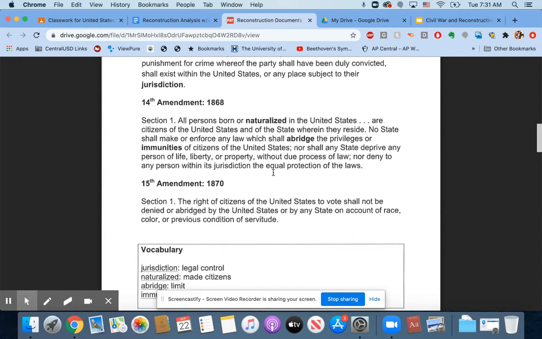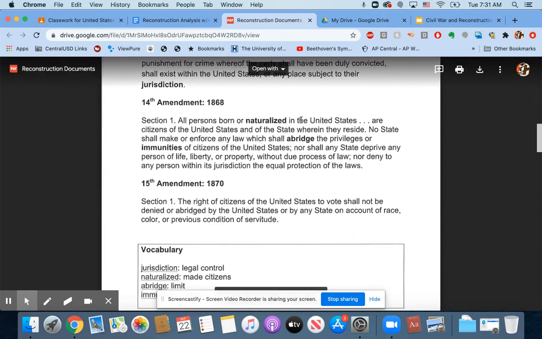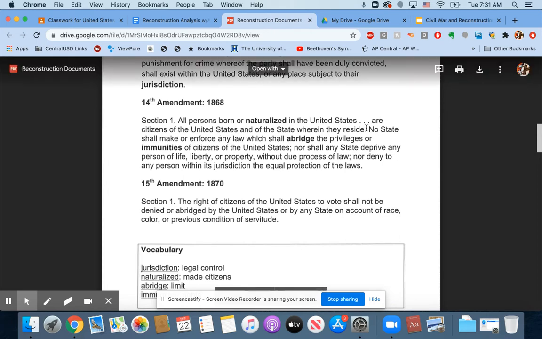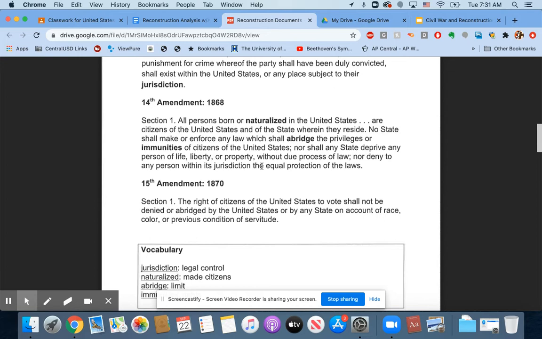So let's think about that one. Basically, it's saying if you were born in the United States, you're a citizen. And if you're a citizen, you have these rights that can't be taken away. So obviously, that's a Reconstruction Amendment because it's referring to the slaves that were born here in the United States. They weren't citizens before, but this amendment says if you're born in the U.S., you have all the rights of a U.S. citizen.